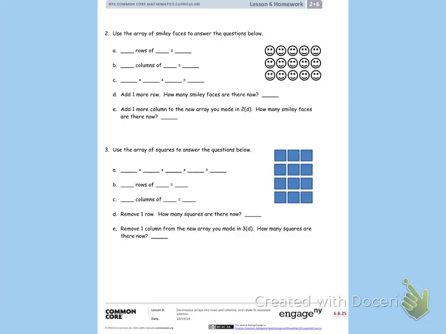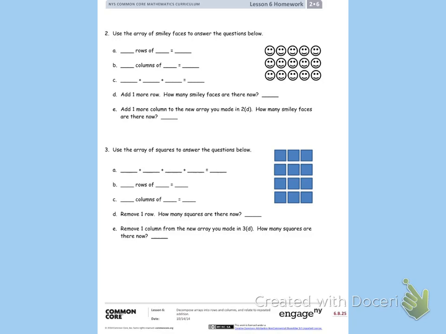Module 6, Lesson 6's objective is to decompose arrays into rows and columns and relate to repeated addition. Item 2. Use the array of smiley faces to answer the questions below. Item A. Blank rows of blank equals blank.